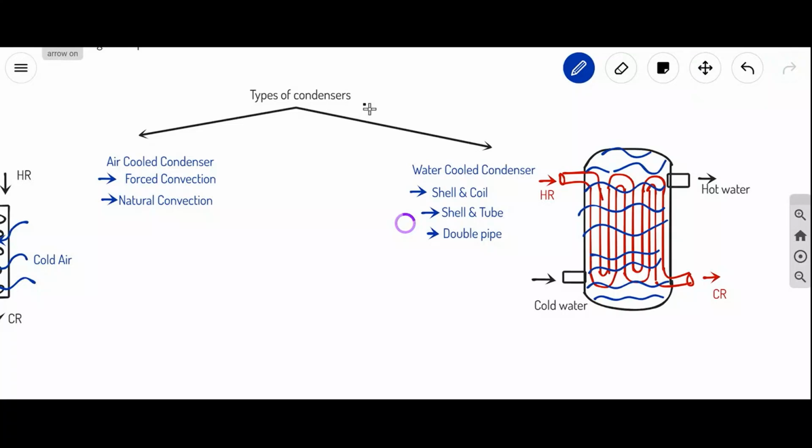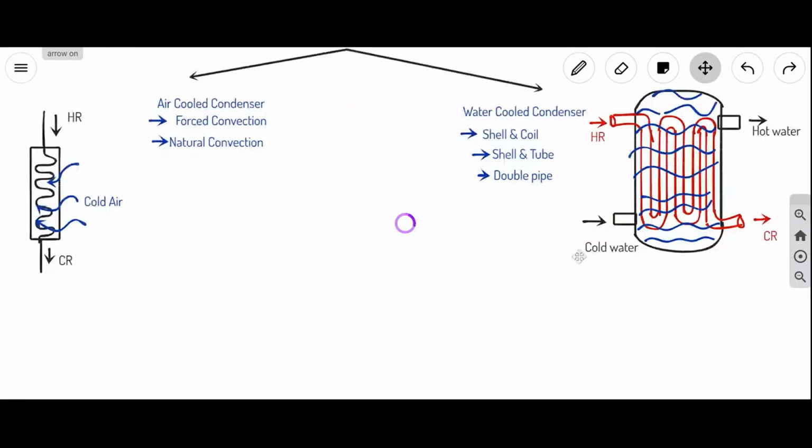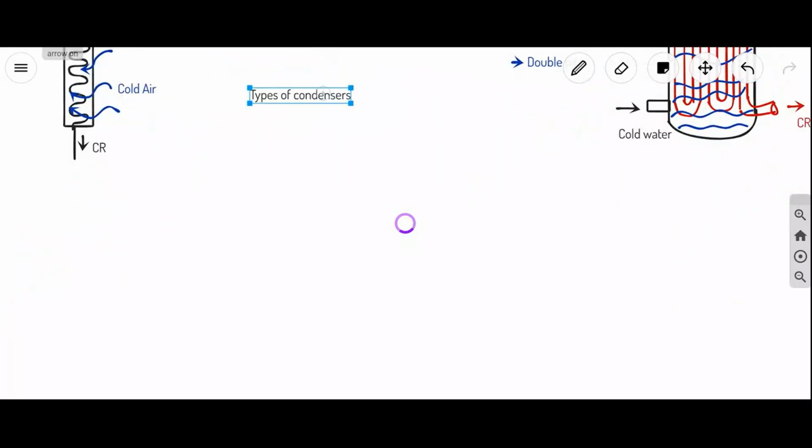Next, types of evaporators. Let's talk about types of evaporators. Even for evaporators, we have two types, same as condensers: water cooled evaporator and air cooled evaporator.